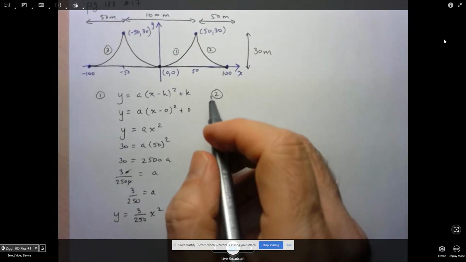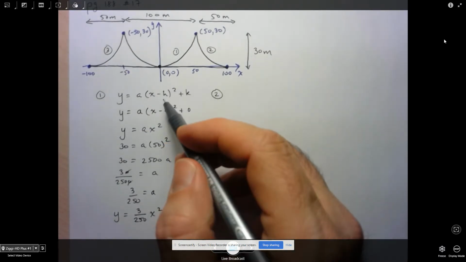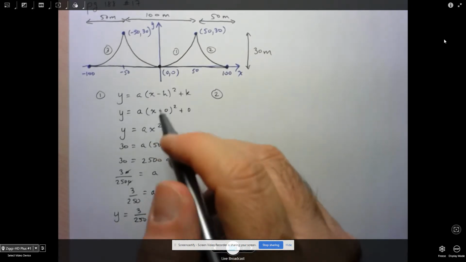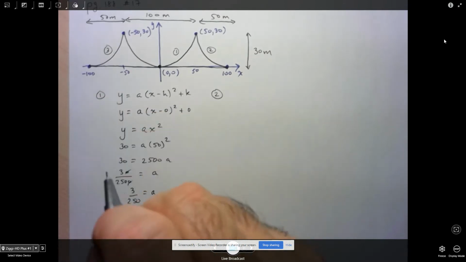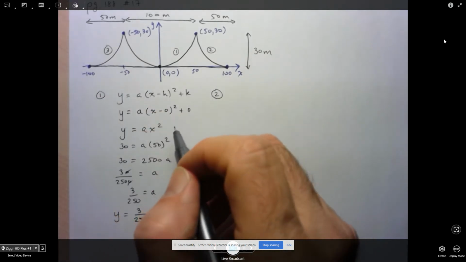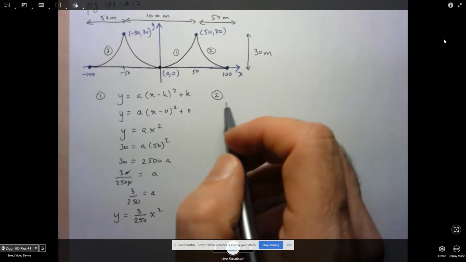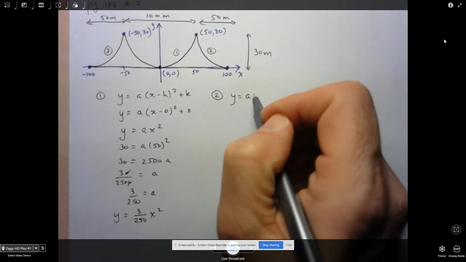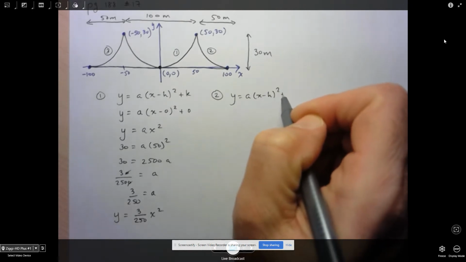Now, for the second one, I could actually follow the exact same path, which I will, but I think we're going to see in a little bit that it's unnecessary. I'm not going to do that for number 3, but just to show you that I could have if I didn't think of my alternate method, which I'm going to show you. Okay, so I could start with the same thing, y equals a(x minus h) squared plus k.